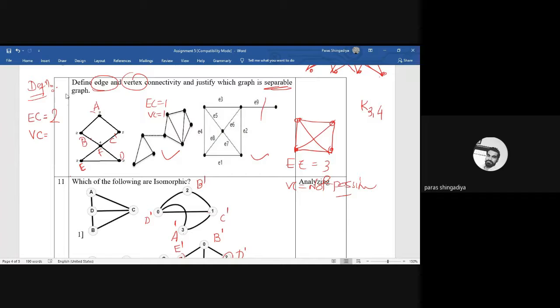Yes, is it clear the answer of edge connectivity? Is there any confusion? Okay. Any doubt to anyone why it is a 2 answer here?